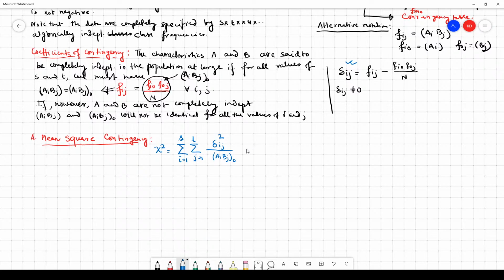This is called chi square contingency. Then the measure mean square contingency, denoted by small phi square, is equal to chi square by capital N, where capital N is the total frequency.